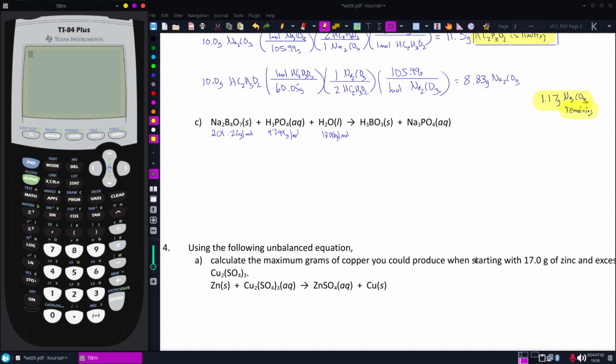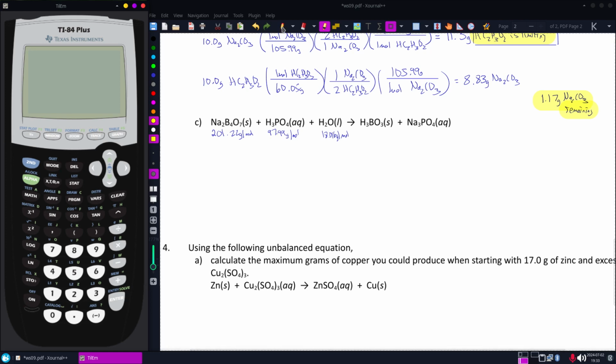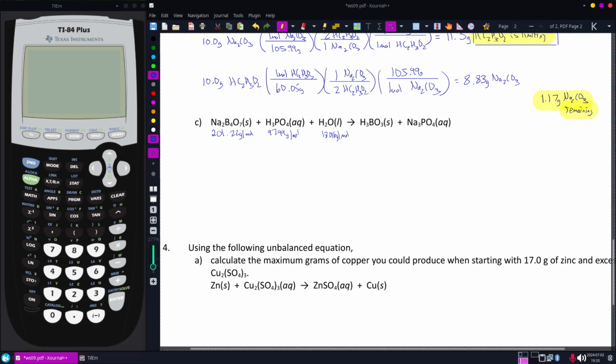Alright, we're looking at 3C now. I have 3 reactants this time. So to find my limiting reagent, I'm going to possibly do as many as 3 calculations. Alright, so I'm going to get my equation balanced real quick. So I have 2 sodiums there and 3 here. So I'm going to put a 3 in front of this and a 2 in front of that to give myself 6 sodiums on both sides.